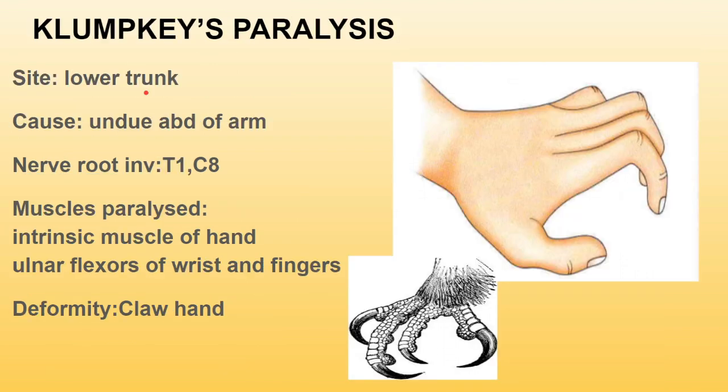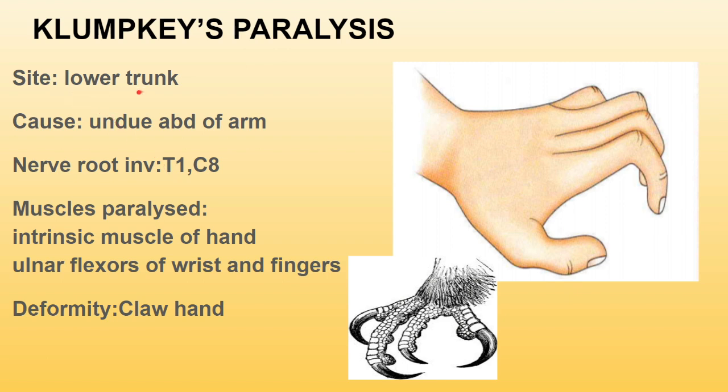Now Klumpke's paralysis. Over here the paralysis occurs due to injury to the lower trunk of the brachial plexus. The site is the lower trunk injury. If you remember, the lower trunk is formed by the union of two nerve roots, that is C8 and T1. So the nerve roots involved in this are C8 and T1.